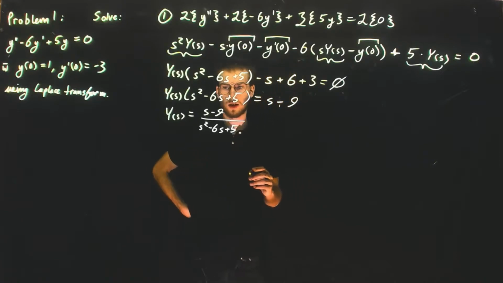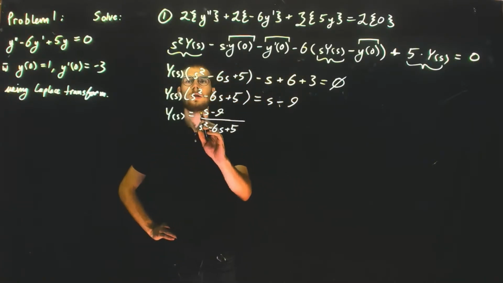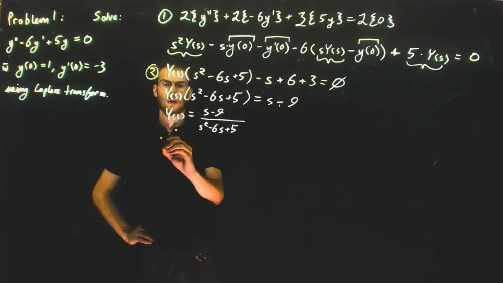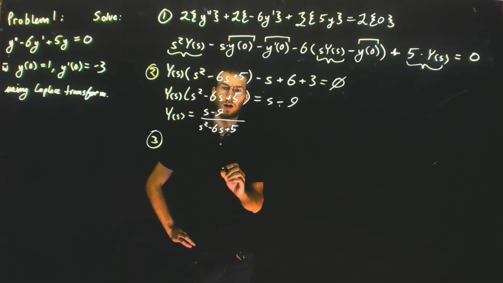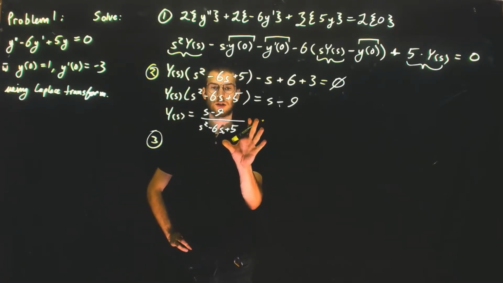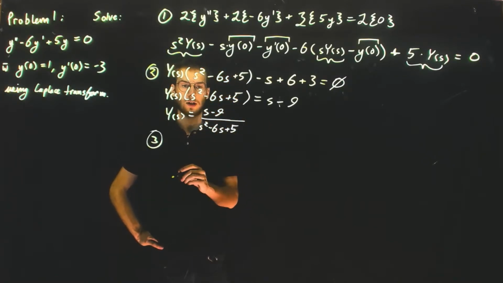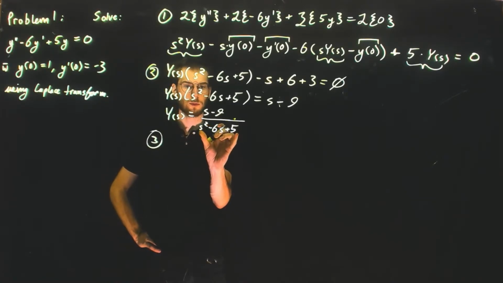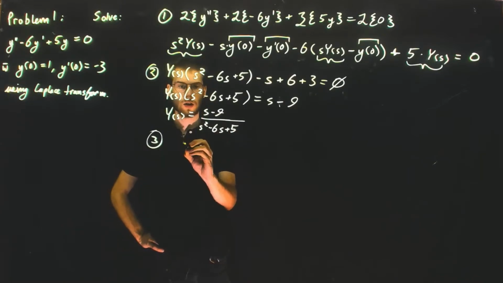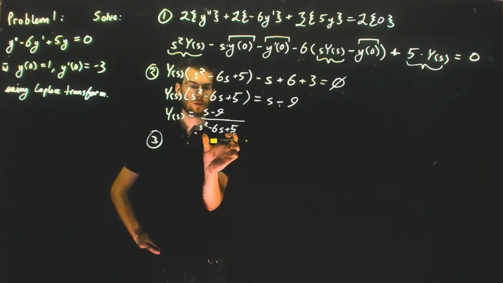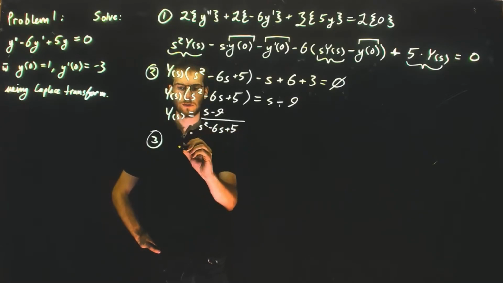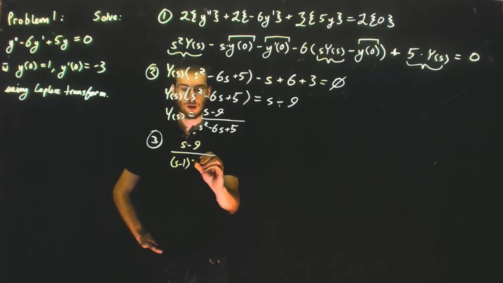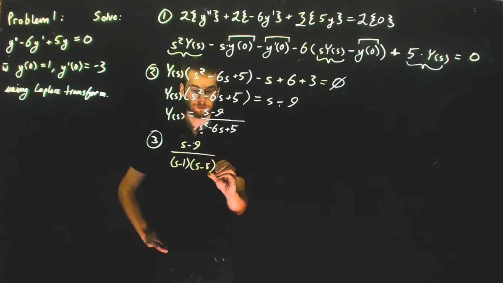So now comes the more interesting bit. I guess this was part 2. Part 3, what we're going to be doing now is using partial fractions as a means of solving it to eventually get to the inverse Laplace. So what we'll have is this term, more importantly the right side of the equal sign, and we are going to factor this into two components. So we'll have s minus 9 over s minus 1 times s minus 5.